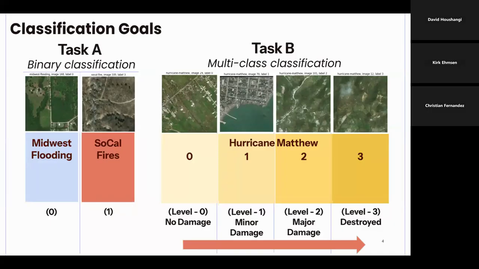It's a multi-class problem where we classify Hurricane Matthew images into four damage levels, ranging from no damage to fully destroyed as we move from level 0 all the way to level 3. The patterns become increasingly severe and harder to distinguish. So these tasks together allow us to test how well machine learning can support both disaster identification and detailed damage assessment. Next slide.